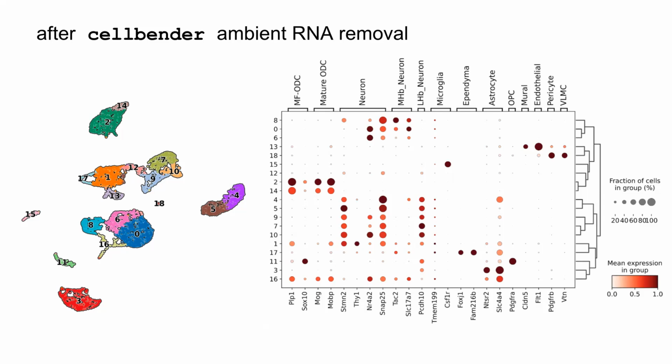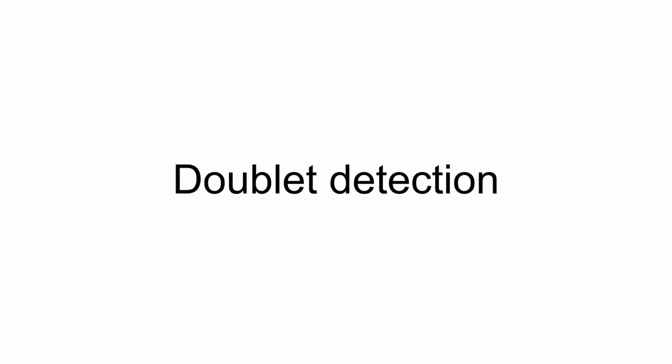Anyways. The next thing I'm going to talk about is doublet detection. Also, wait, how am I doing on time? Wow. Okay. Doublet detection is essentially this thing that happens when more than one cell gets the same barcode.